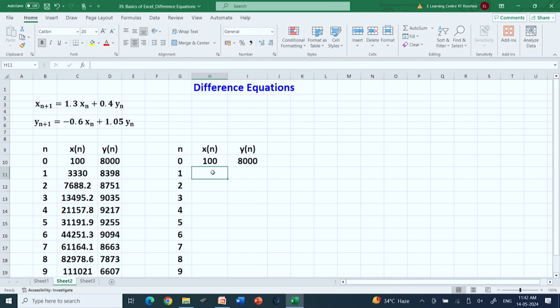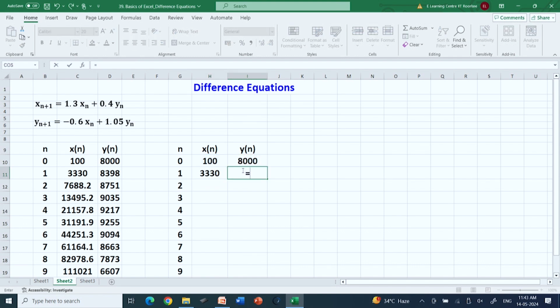Now, I calculate xn plus 1 equal to. So, if I put n equal to 0 here, this is 1.3 x0 plus 0.4 y0. So, I will type here 1.3 times x0, which is this value, plus 0.4 times y0, which is this value, and enter.